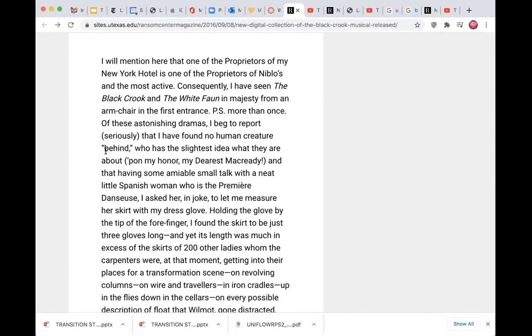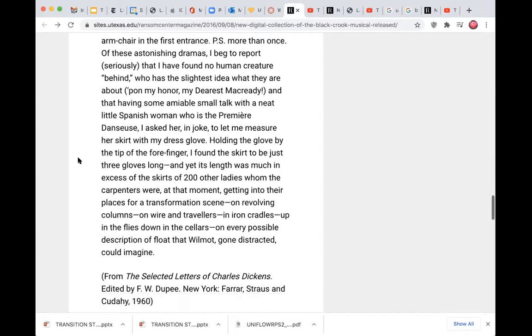So this is a pun, right? "And that having some amiable small talk with a neat little Spanish woman who is the premiere danseuse, I ask her in joke to let me measure her skirt in my dress glove." So holding the glove by the tip of the forefinger, so he has his glove off, he's holding it by the tip of the forefinger.